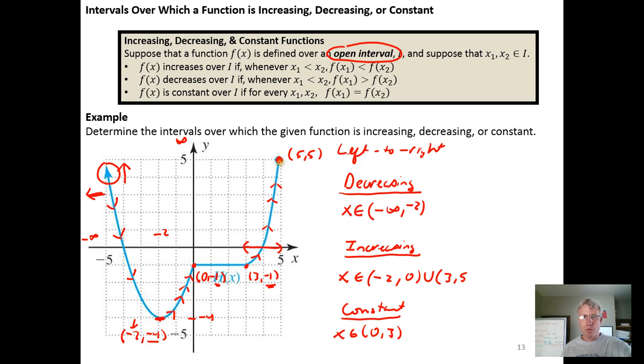And even though a solid dot generally means that you're including the input of 5 for the function, our increasing intervals need to be open intervals. We're defining everything over open intervals. So there are the intervals over which this particular function is increasing, decreasing, or constant.